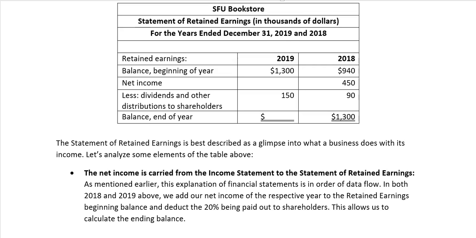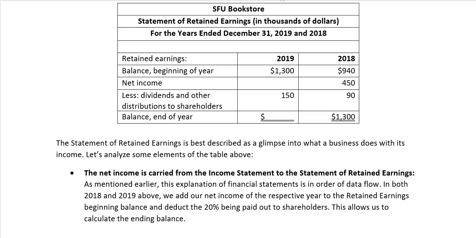So starting with 2018 again, we will have a retained earning balance, and recall that this is the accumulation of profits and losses since the inception of the company or business. So we have 940 sitting in that bucket, and we added on the net income of last year. So we're going to do the same thing for 2019.